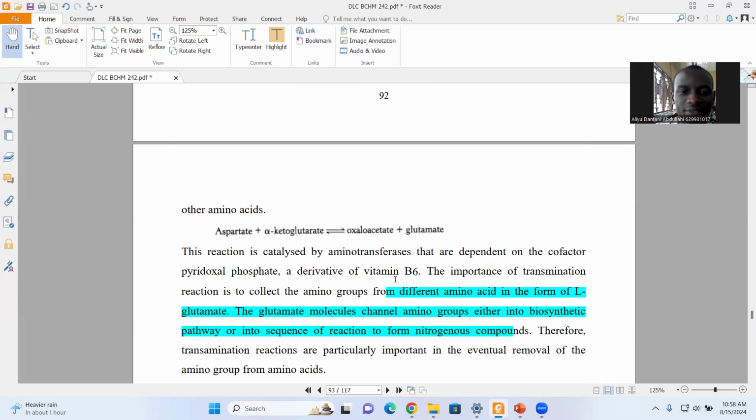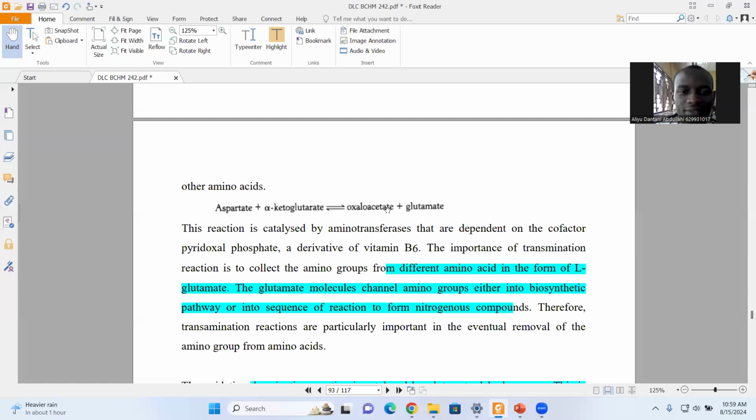Pyridoxal phosphate, that's vitamin B6, right? So you remember vitamins B and C are mostly coenzymes, or cofactors, depending on how you want to use it. We mostly call it a coenzyme in this case. So if I ask you to give me an example of a reaction in which vitamin B6 plays a role as a coenzyme or cofactor, you can give me this reaction as an example.